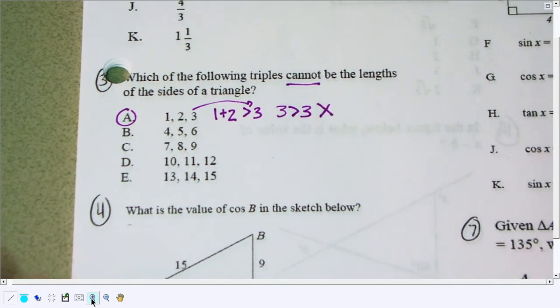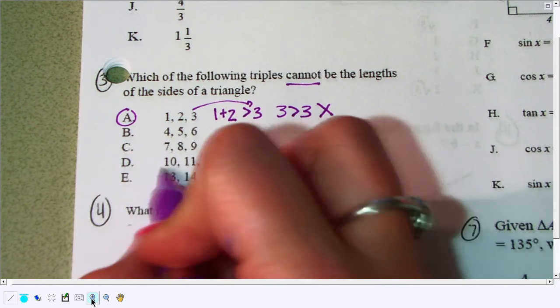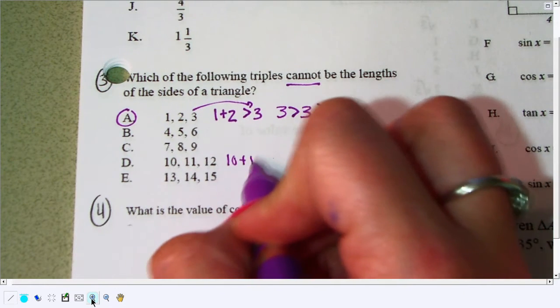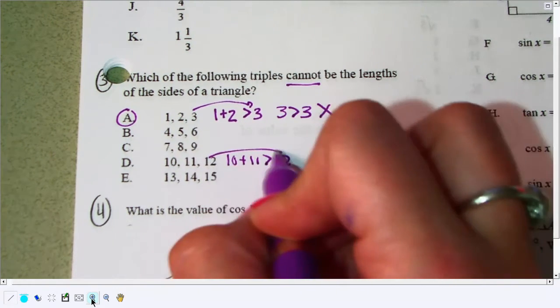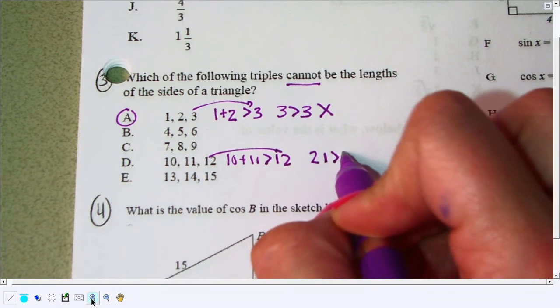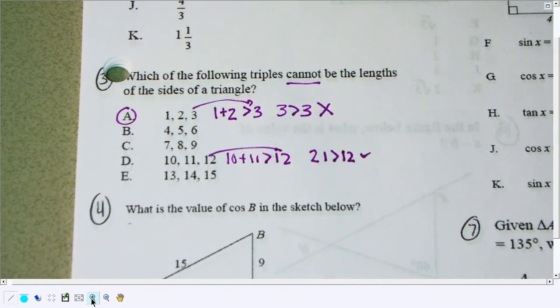So if we were to test, let's say D, we would add 10 plus 11, and it has to be greater than 12. Well, 10 plus 11 is 21, and 21 is greater than 12, so it will make a triangle. So if you're determining the lengths, you add the two shortest sides, and it must be greater than the longest. Okay? Option A doesn't work because they're equal.